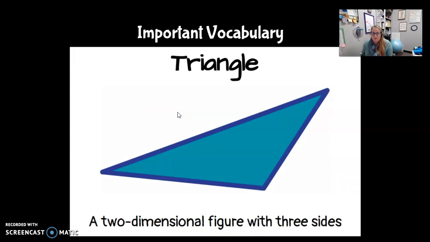The first one we're going to look at is triangle. A triangle is a two-dimensional or 2D figure with 3 sides. So count the sides with me. 1, 2, 3. It has 3 sides, and it's also a polygon because it has at least 3 straight sides, and it's a closed figure.